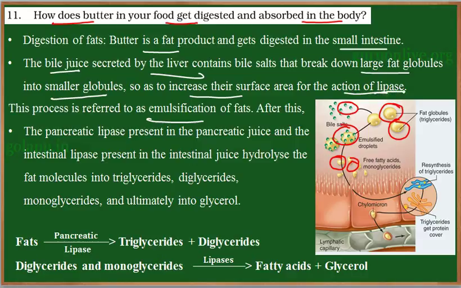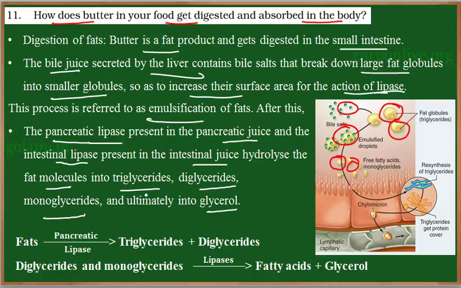The lipase is produced by the pancreas, and this lipase is called pancreatic lipase. It is present in the pancreatic juice. Along with that, the small intestine juice also produces lipase, called intestinal lipase. Both act upon the emulsified fat and break it into triglycerides, then into diglycerides, then into monoglycerides, and ultimately glycerol. So the monomers of fats are fatty acids and glycerol.